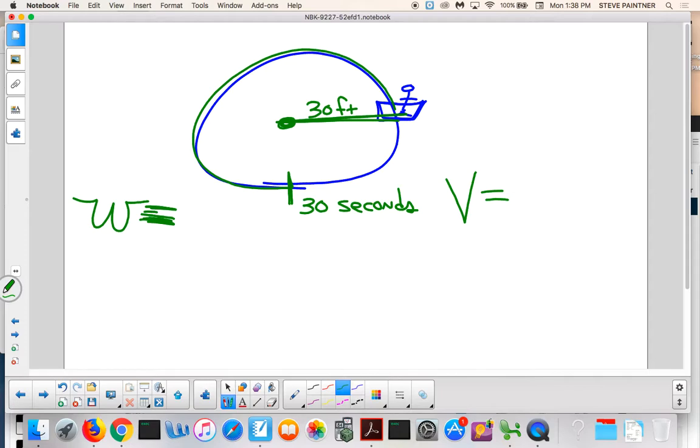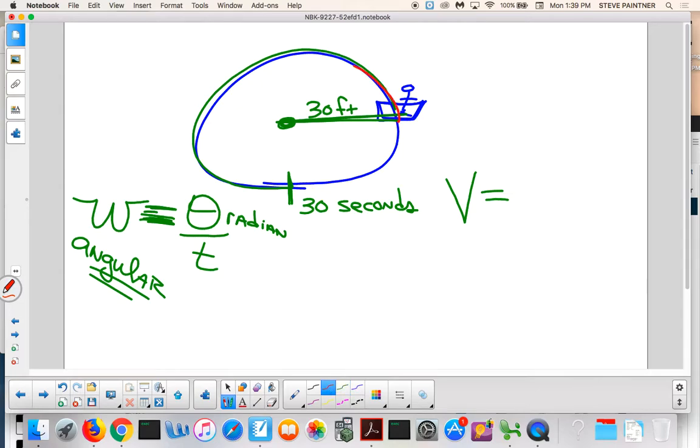V for what? Linear speed. Okay, angular speed was what divided by what? Theta over time. Theta divided by time. Theta must be measured in radians. Okay, don't tell me degrees because I don't care about degrees. It's radians. Now, from there to there is how many radians?